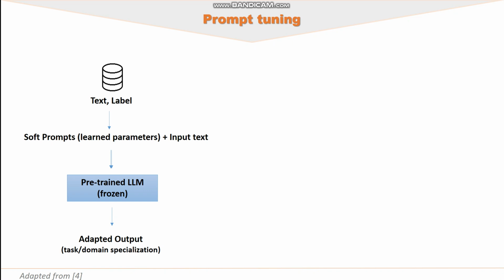Now, instead of updating the model's parameters like in fine-tuning, prompt tuning keeps the original model frozen. So we just add a small set of learned parameters called soft prompts that are trained to guide the model toward a specific domain or task. It's an efficient way to adapt a large model without retraining it completely.